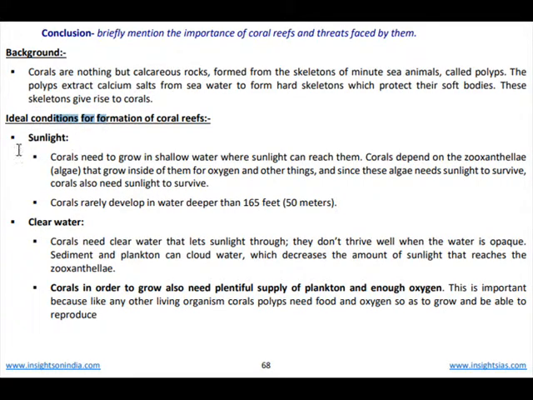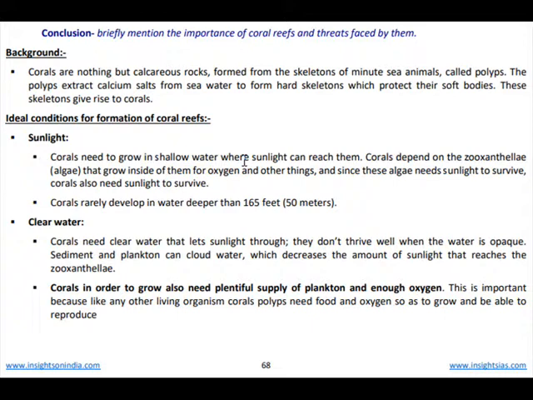Sunlight. Corals need to grow in shallow water where sunlight can reach them. Corals depend on the zooxanthellae algae that grow inside of them for oxygen and other things, and since these algae need sunlight to survive, corals also need sunlight to survive. Corals rarely develop in water deeper than 165 feet, 50 meters.